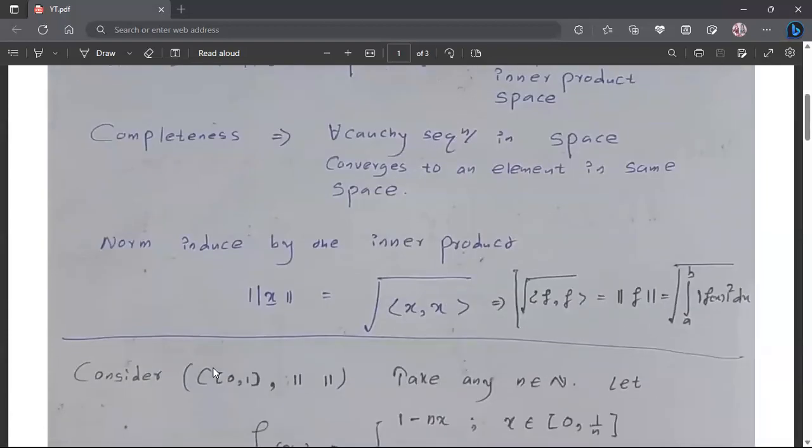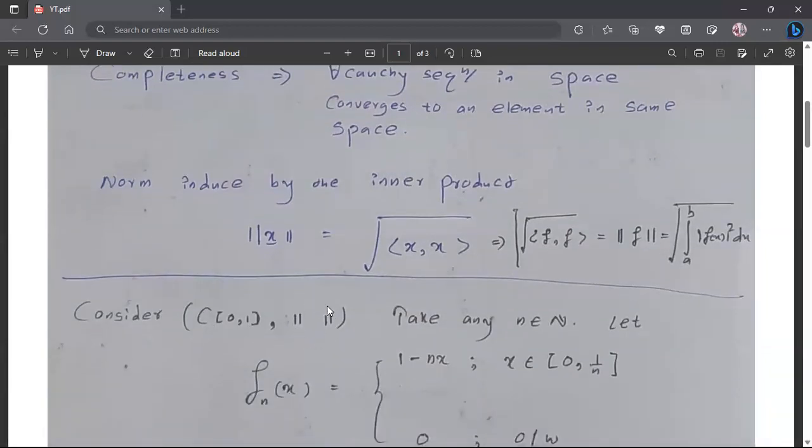Now we consider this continuous function space, which is all the continuous functions on the 0 to 1 interval along with the norm induced by the inner product. So here we define the function f_n(x). This index n represents the functions, where n goes from 1 to infinity and we have an infinite number of functions here. Simply, we define this function on the interval 0 to 1 over n to be 1 minus nx, otherwise it takes the value 0.